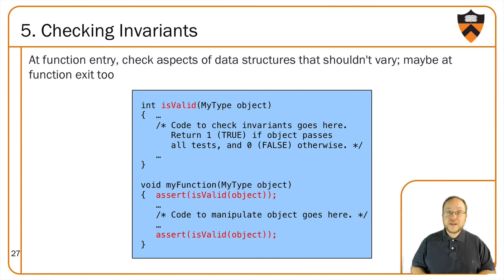As a note, this could be expensive. If we're checking the entire state of a data structure, you might imagine the data structure is a tree or a very long list. And so a common technique here is to wrap the checking code in asserts. And we'll see why this is a flexible solution in a moment.